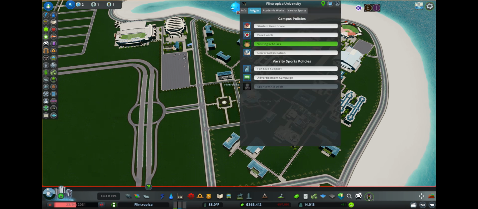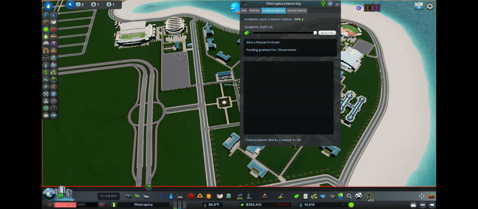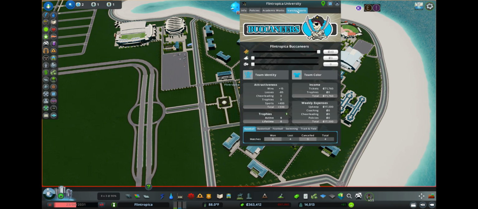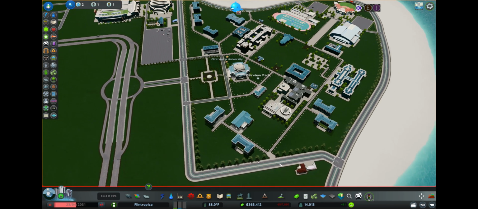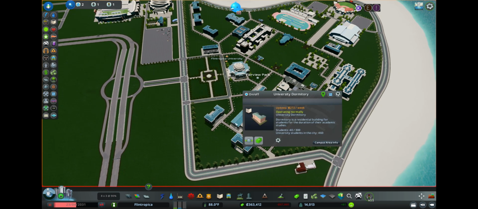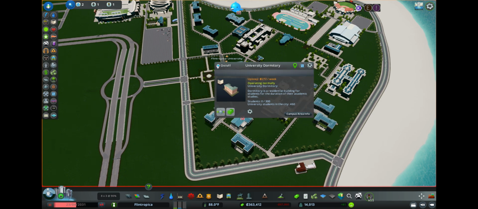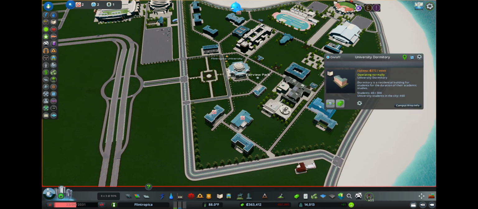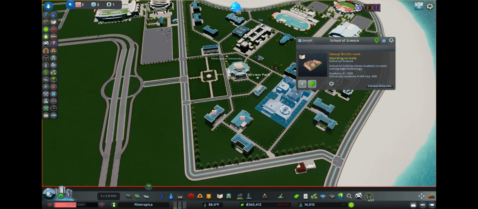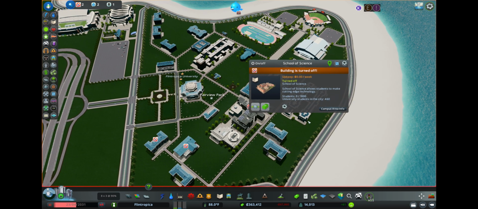While I'm here, I need to go ahead and do some of this. Let's bring that down. Okay, and that's good. So let's see what's empty. Okay, that one's empty. We'll just turn them off rather than demolishing them. Okay, that one's got students. School of Science has 0, so no science for you.